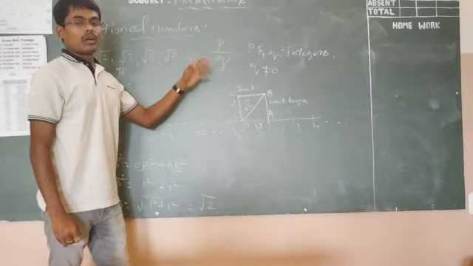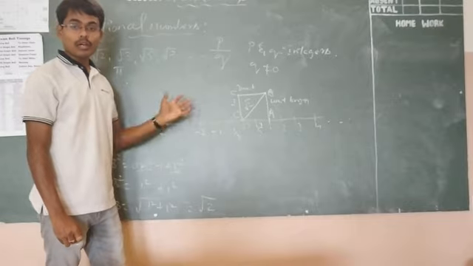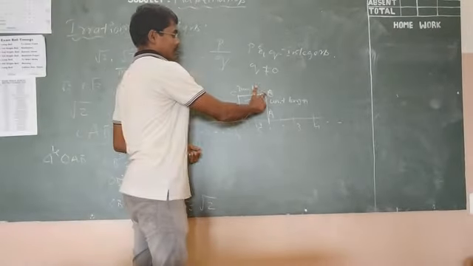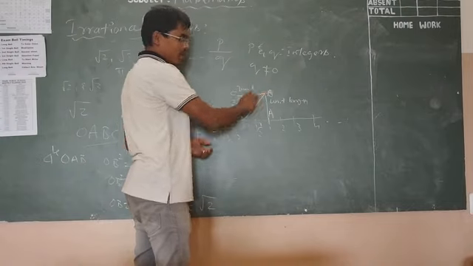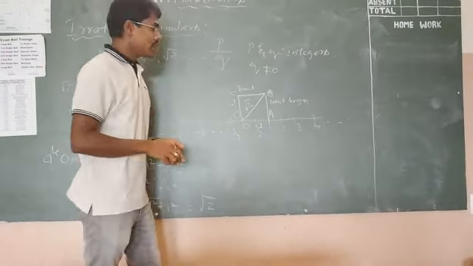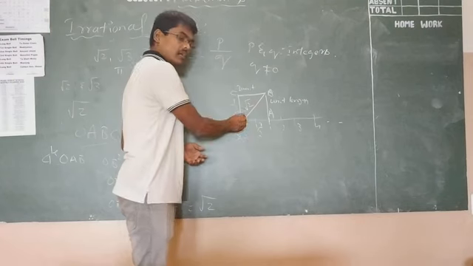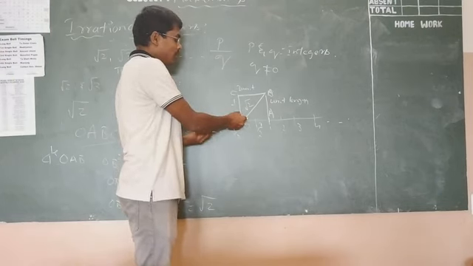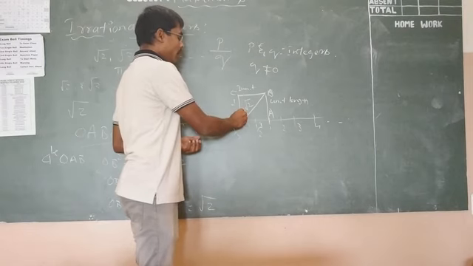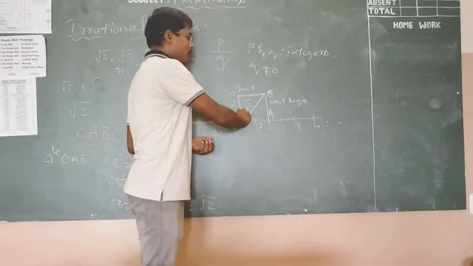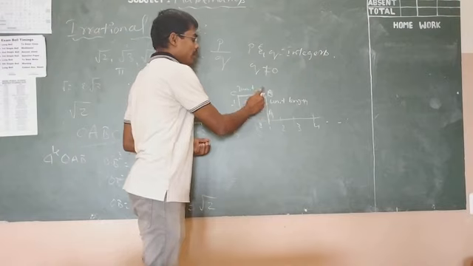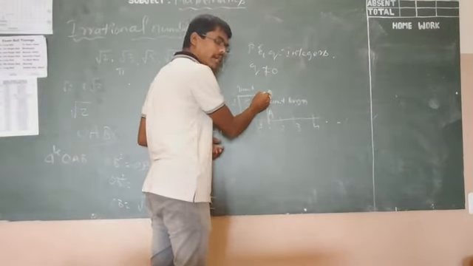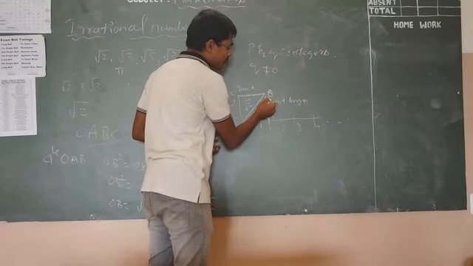Then how are you going to represent this OB? By taking the length of OB and using your compass, I am going to mark a point. You know that this is the origin point, 0, or you call it O. From this center, I am going to take the length of OB and draw an arc passing through this point B, like this.